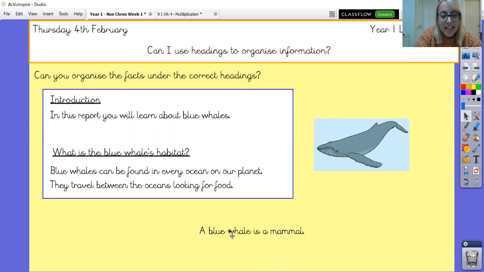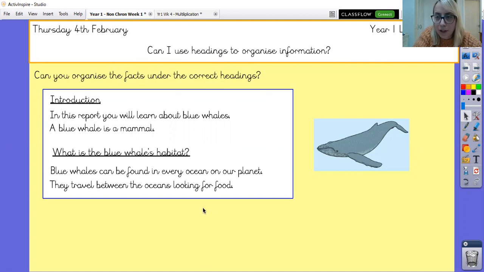Okay, my last fact is a blue whale is a mammal. So that's telling me simply what a blue whale is, okay? And I know that a fact like that would be found in our introduction as a way of explaining what a blue whale is. Sorry, that should go in our introduction because it's telling us exactly what a blue whale is. It is a mammal. Brilliant, well done, year ones.